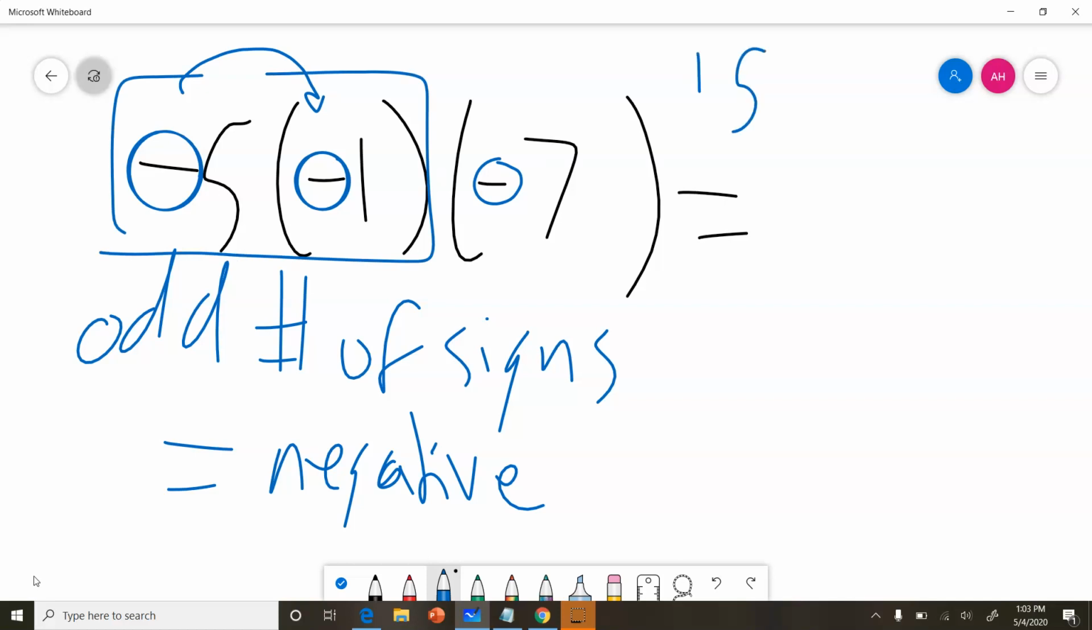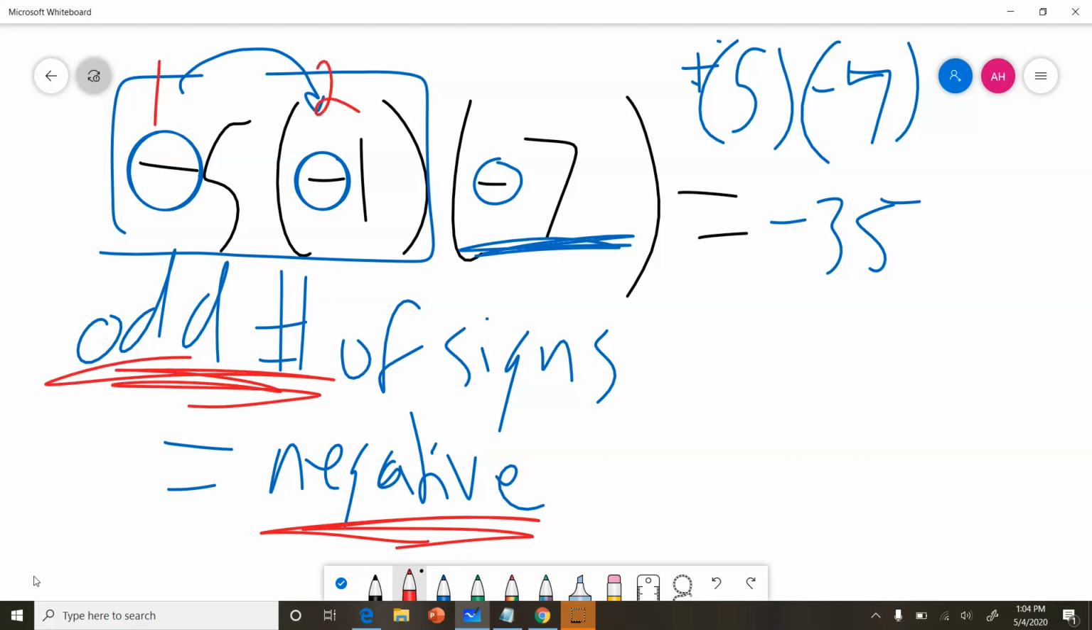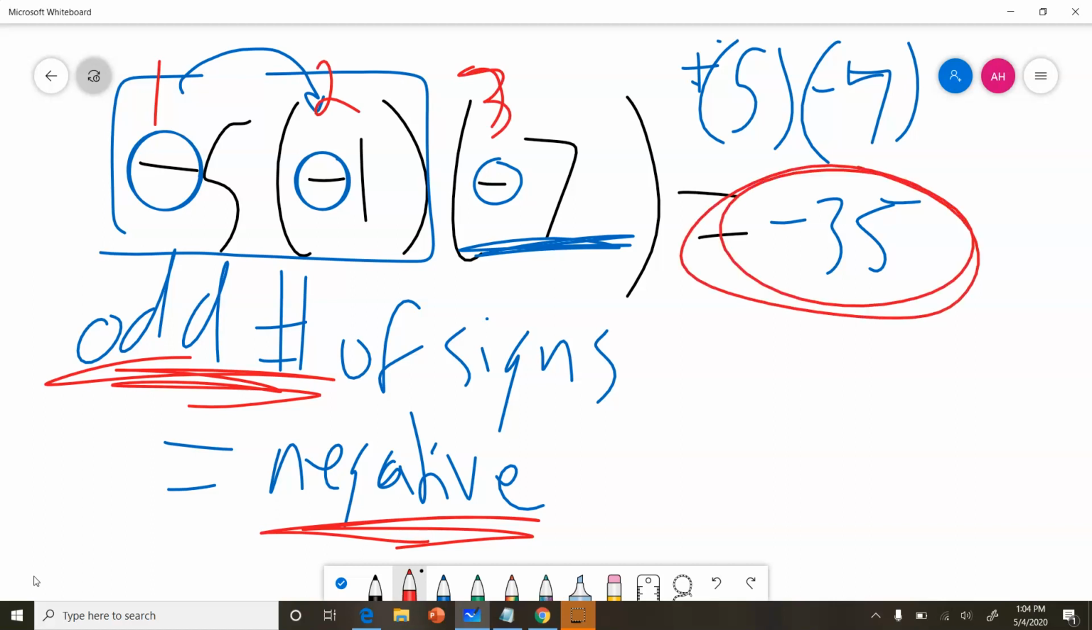I'm going to get positive 5. But then I'm going to have to multiply it by this -7. So it's going to be 5 times -7, which you can just do it that way, which is going to be -35. But you see how the answer was negative here. Why? Because it had an odd number of signs. 1, 2, 3, and 3 is an odd number, so therefore it's going to be -35.